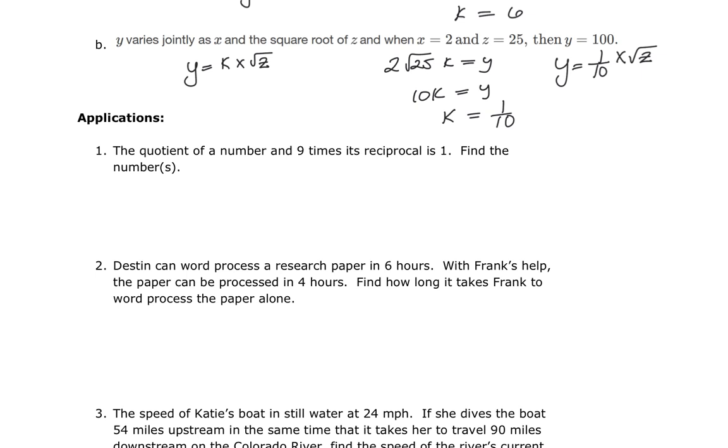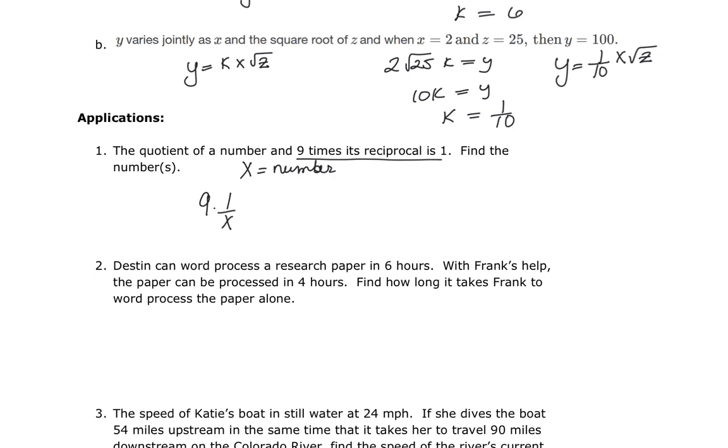Now, for question number 1, the quotient of a number and 9 times its reciprocal is 1. So 9 times its reciprocal, so 9 multiplied by 1 over my variable, I'll use x. X equals the number.